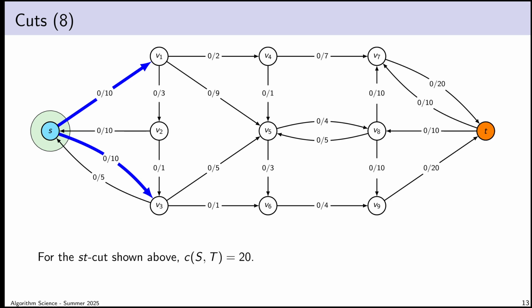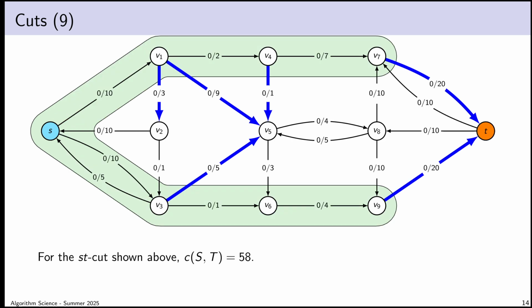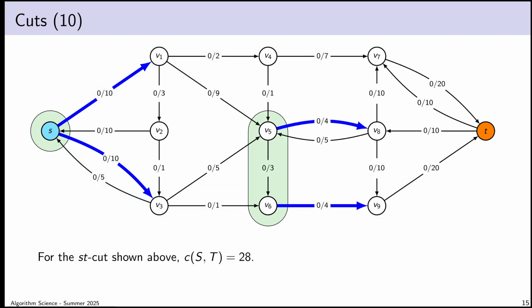The only requirement of our ST cut is that it's a partition of the graph where in every valid ST cut, the source vertex is in S and the sink vertex is in T. So although it's aesthetically pleasing to draw a single connected outline, there's no requirement that the vertices inside of the set S or the vertices inside of the set T be connected to each other in any way. So this is a valid cut.